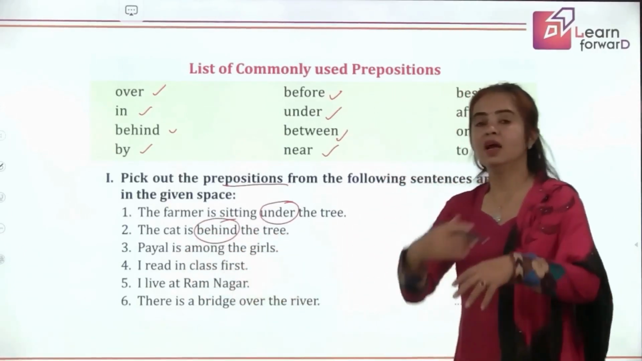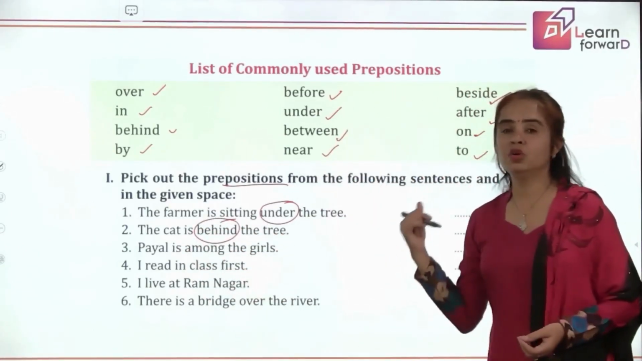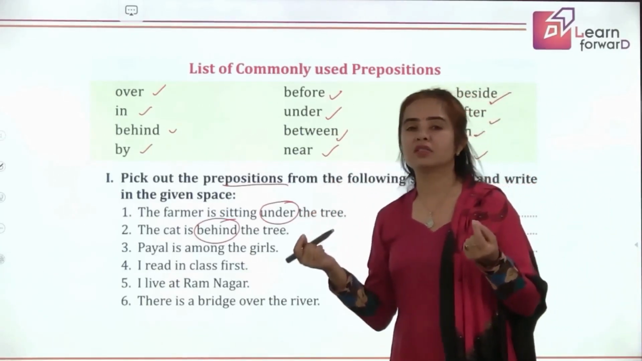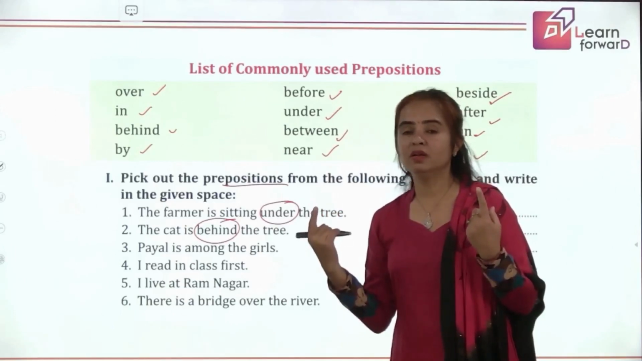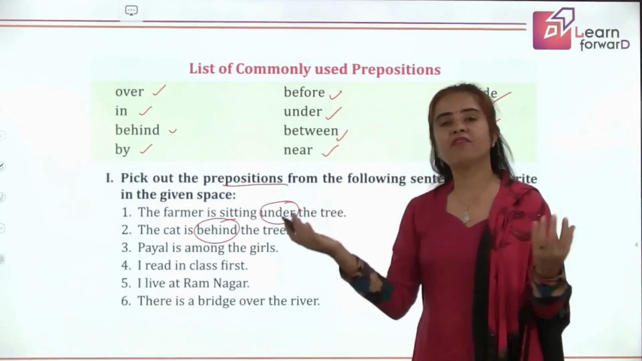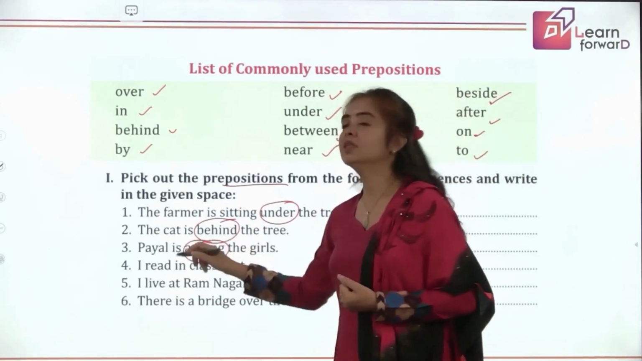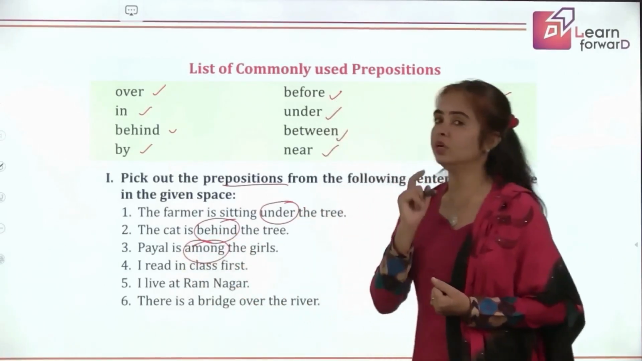Pile is among the girls. Do you remember when we talked about the frog? It was just between two flowers. So when we have between, we have two. But when we have many, we say among. So pile is among the girls means the girls are more than two.